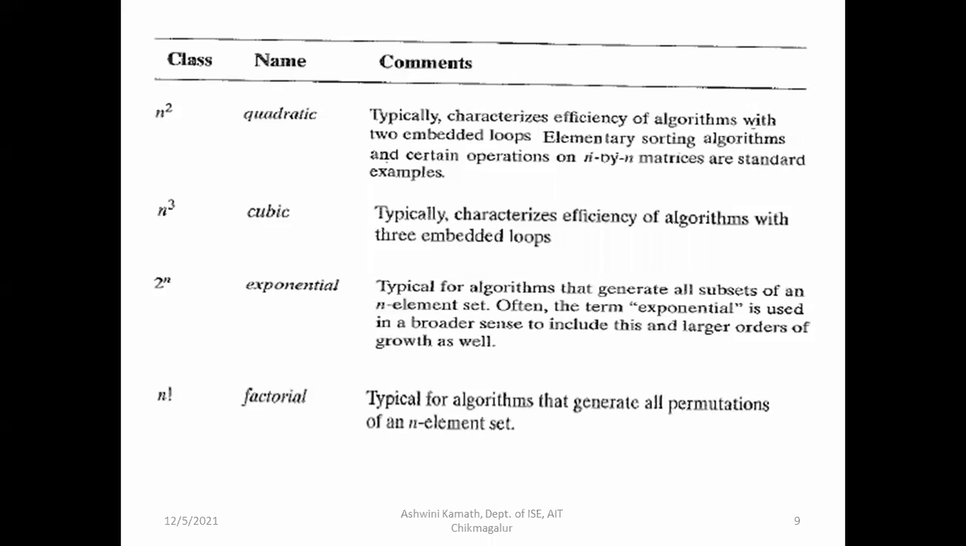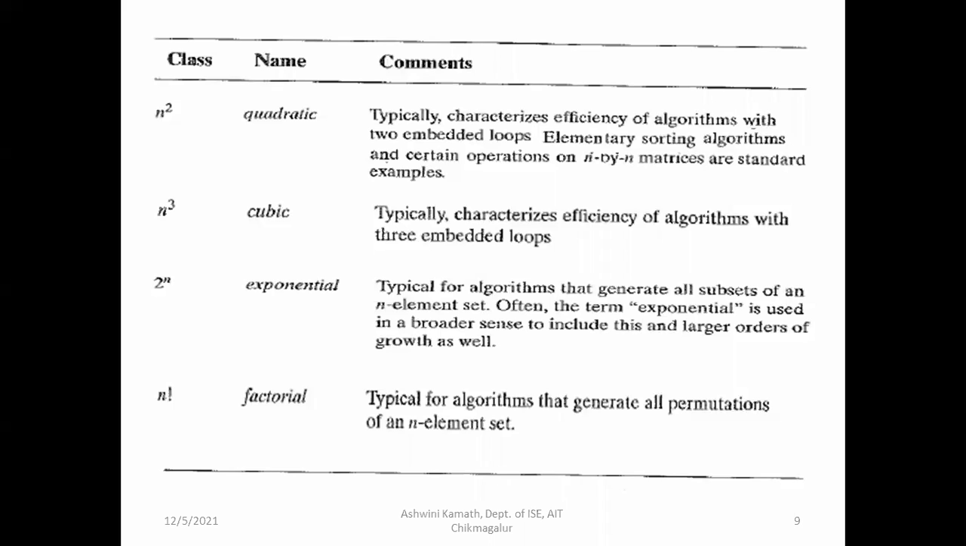Then n factorial, usually called factorial. Typically for algorithms that generate all permutations of an n element set. If it creates all the possible permutations, then the algorithm will fall into this category, that is n factorial. Again, this has a larger order of growth. We have seen this with limits also, right? We compared 2 to the power of n and n factorial. So n factorial has a larger order of growth than 2 to the power of n.